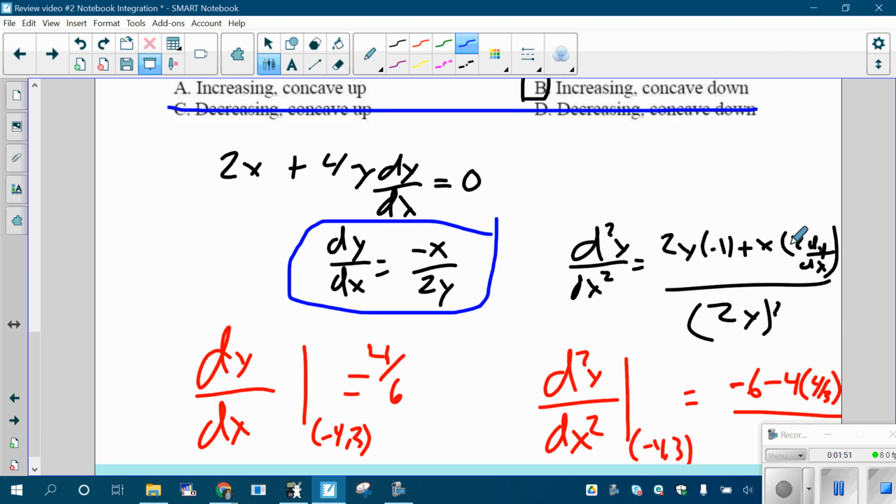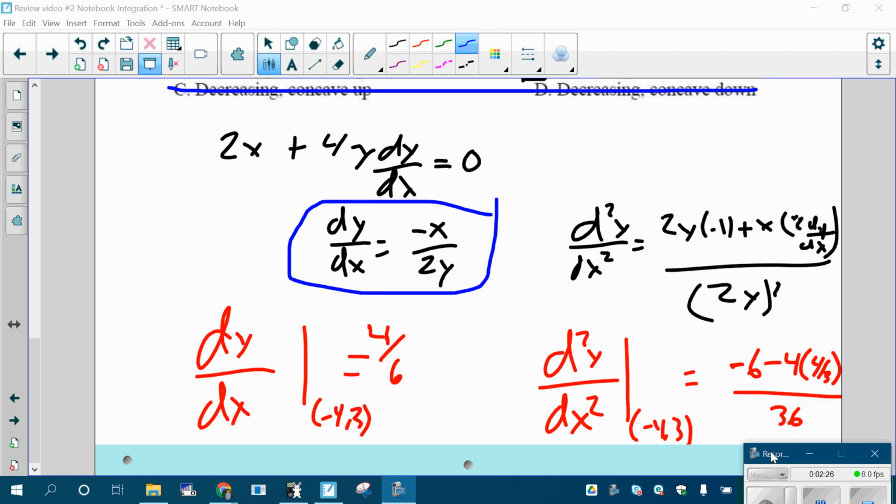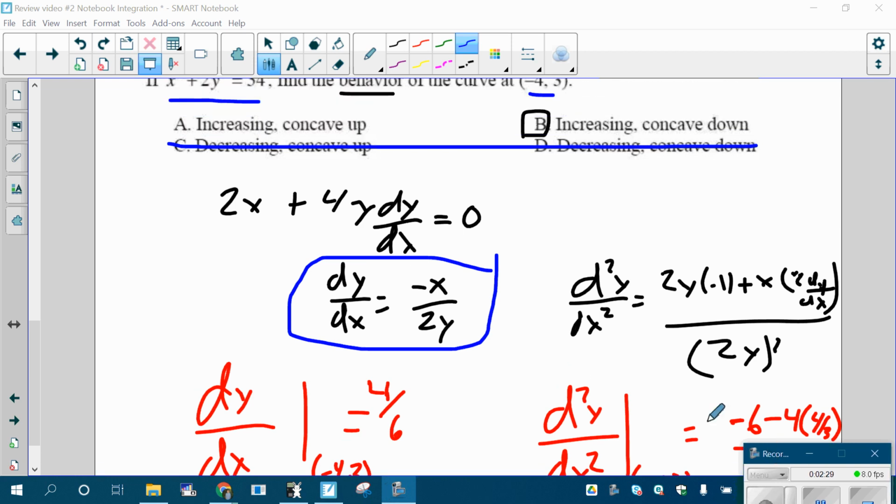When I go and plug into the second derivative to figure out whether it's concave up or concave down, I'm going to plug in negative 4 for x and 3 for y. And in the dy/dx place, I'm going to plug in 4/6, or 2/3, because that's what dy/dx is at this point. Leave that dy/dx there, because when you plug in, you need to remember to plug in what dy/dx is at that x value. You should get that the second derivative ends up being negative, meaning my function's increasing because the first derivative is positive, and concave down because the second derivative is negative.